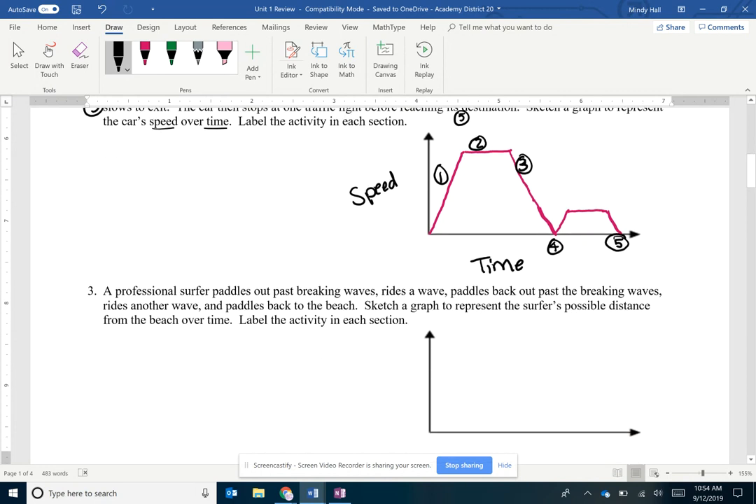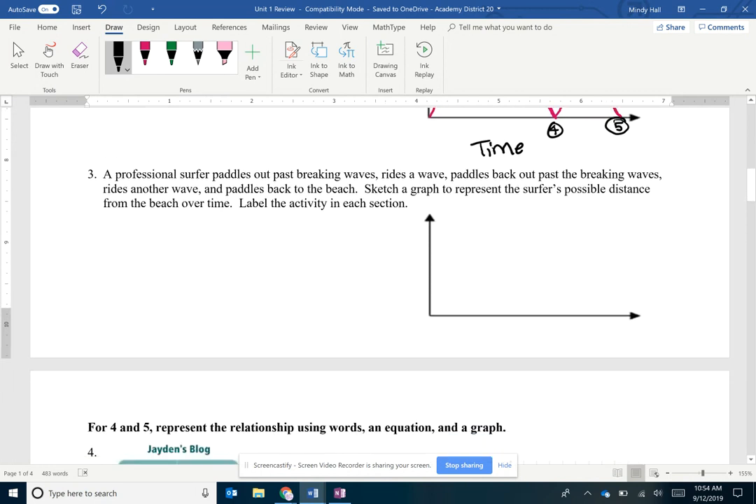Oh, it didn't say. Okay, so now we have a professional surfer paddling out past breaking waves, riding a wave, paddling back out past the breaking waves, riding another wave, and paddling back to the beach. We want to sketch a graph to represent the surfer's possible distance from the beach over time. So again, we have that time. That is always going to be your x-axis, because your distance from the beach is going to depend on what time of day it is. It may not be that it's, 5 minutes in, I have to be out there. It just means that you can't change the time.